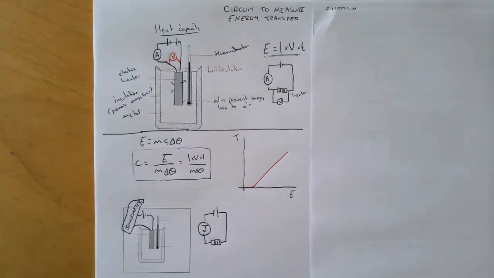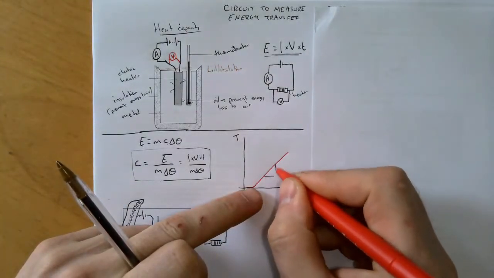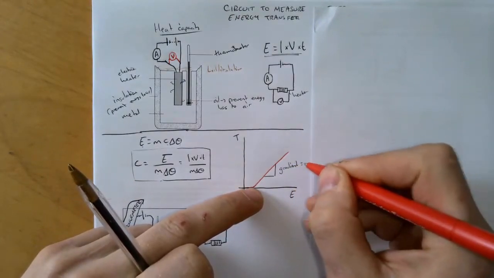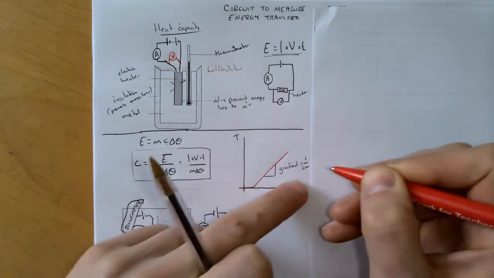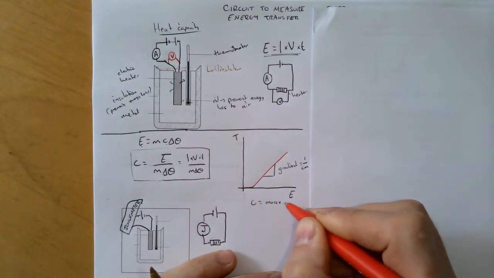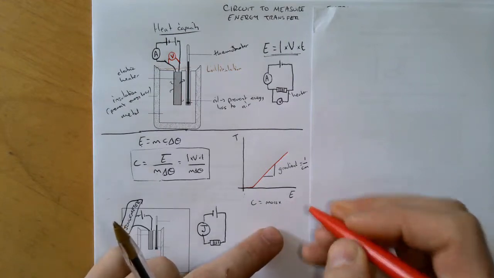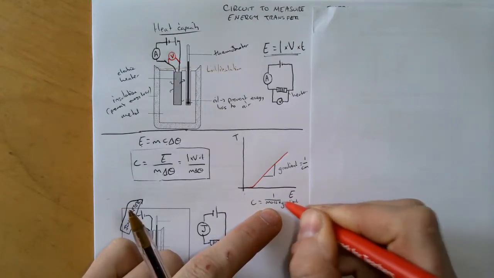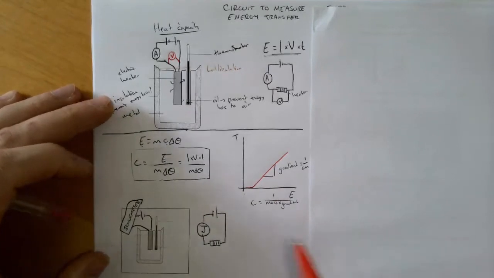So if they were to give you a graph like this, then we can work out the heat capacity from the gradient. And in this case, the gradient is 1 over the heat capacity times mass, which means the heat capacity is 1 over mass times the gradient. Now, this is trickier, which is why it's probably only going to be higher tier if it comes up.